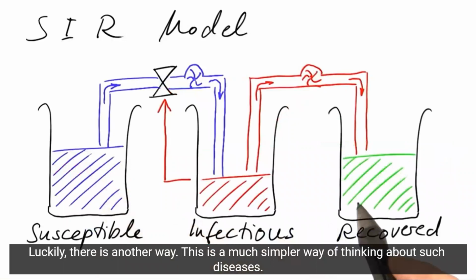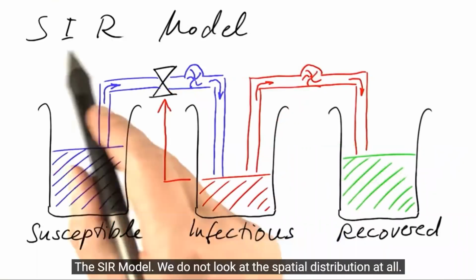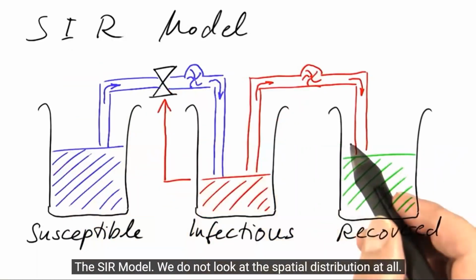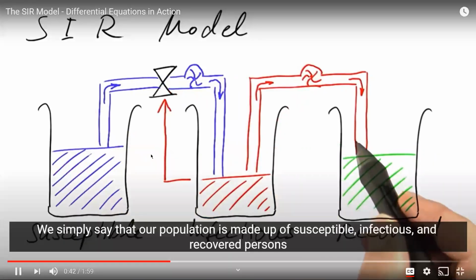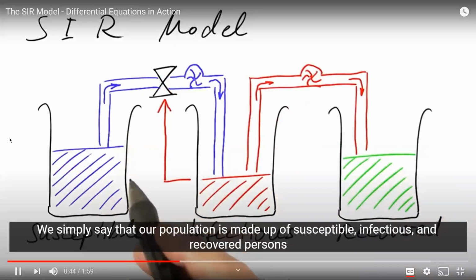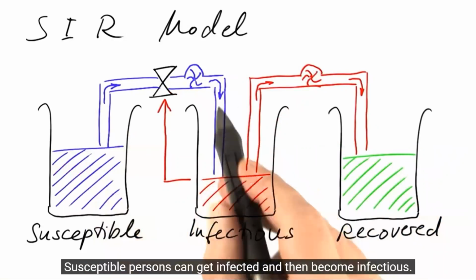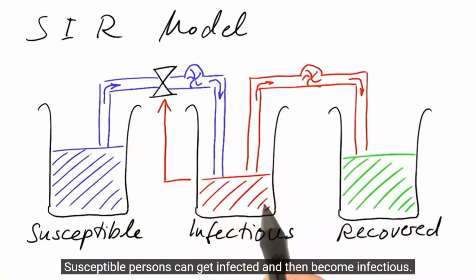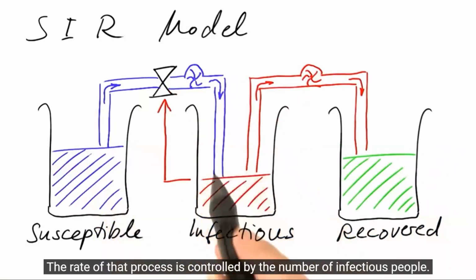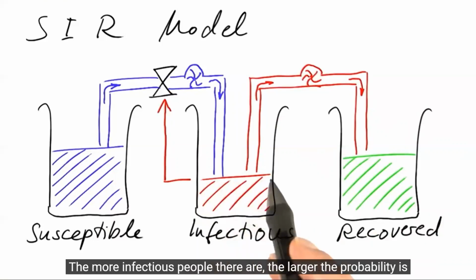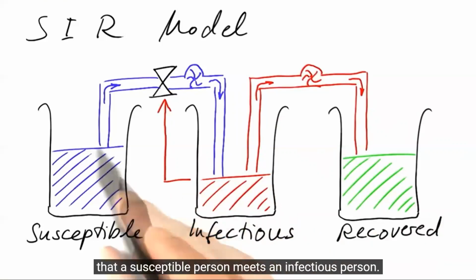This is a much simpler way of thinking about such diseases, the SIR model. We do not look at the spatial distribution at all. We simply say that our population is made up of susceptible, infectious and recovered persons, and we only look at the total number of these persons. Susceptible persons can get infected and then become infectious. The rate of that process is controlled by the number of infectious people. The more infectious people there are, the larger the probability is that a susceptible person meets an infectious person.